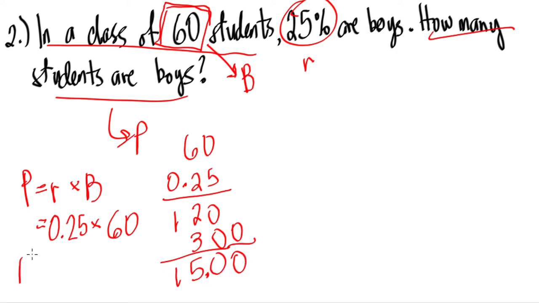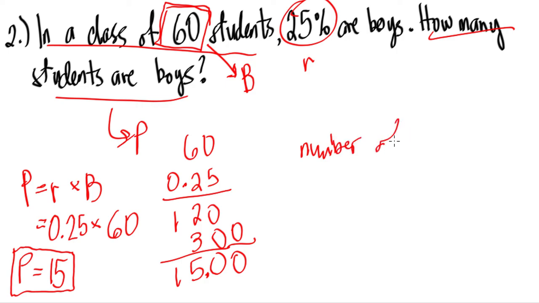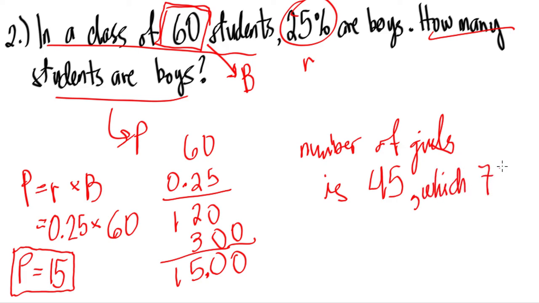So meaning, how many boys are there in a class of 60 students, since we know that 25% of the 60 is boys? There are exactly 15 boys in this class of 60. So if there are 15 boys, we can say that the number of girls in this class is going to be 45. And this 45 is the 75%. If you want to check this, are you sure, sir?